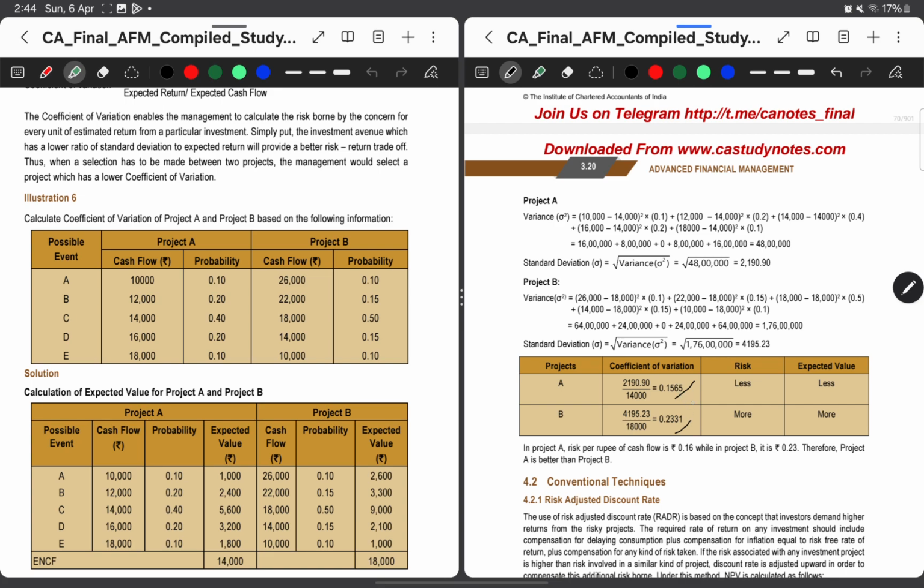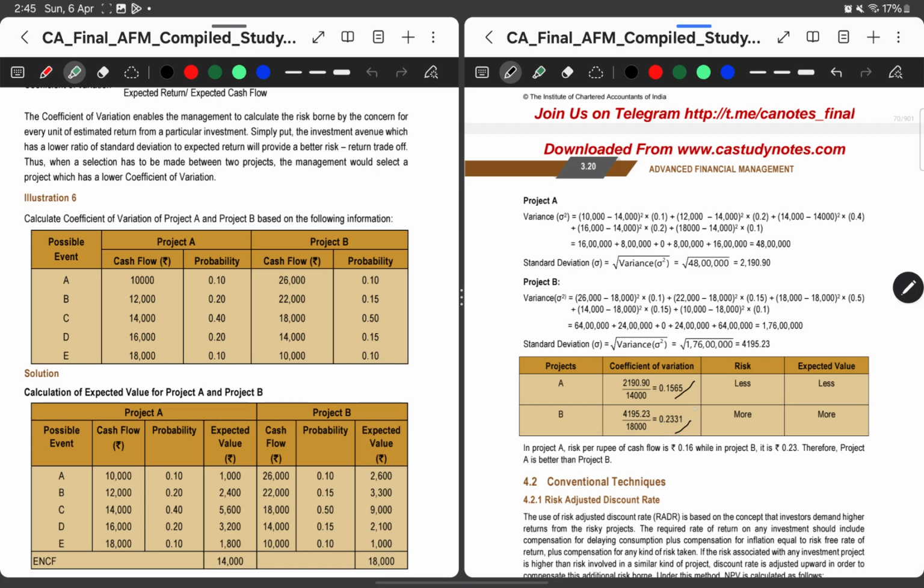So now both the projects become comparable. So how does this work? Let's say the standard deviation of project A is 2190 for 14,000 of expected cash flow. So what is it for 1 rupee of expected cash flow? It would be 0.1565. The same way for project B, 4195 is for 18,000 rupees of expected cash flow. What is it for 1 rupee? Then it would be 0.2331.